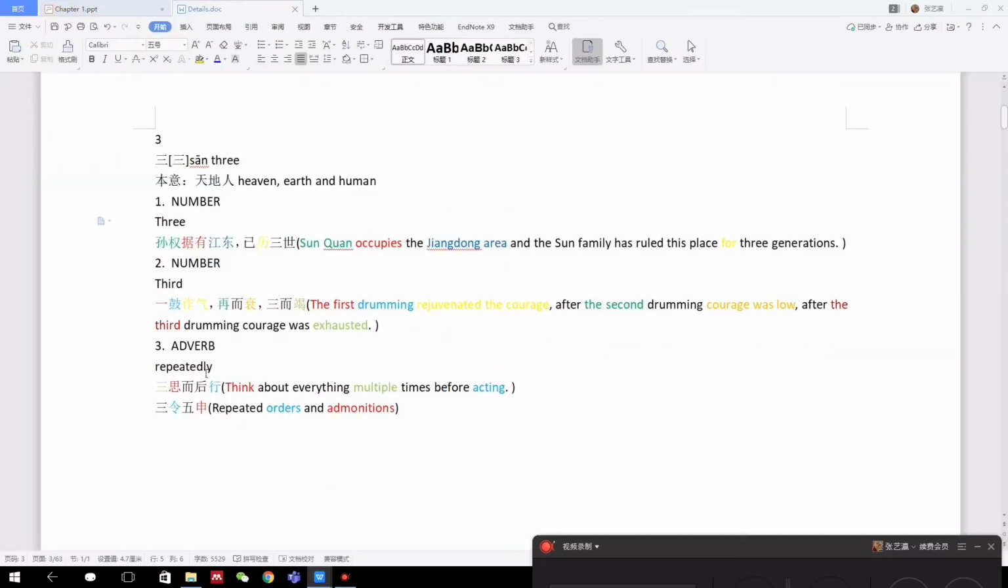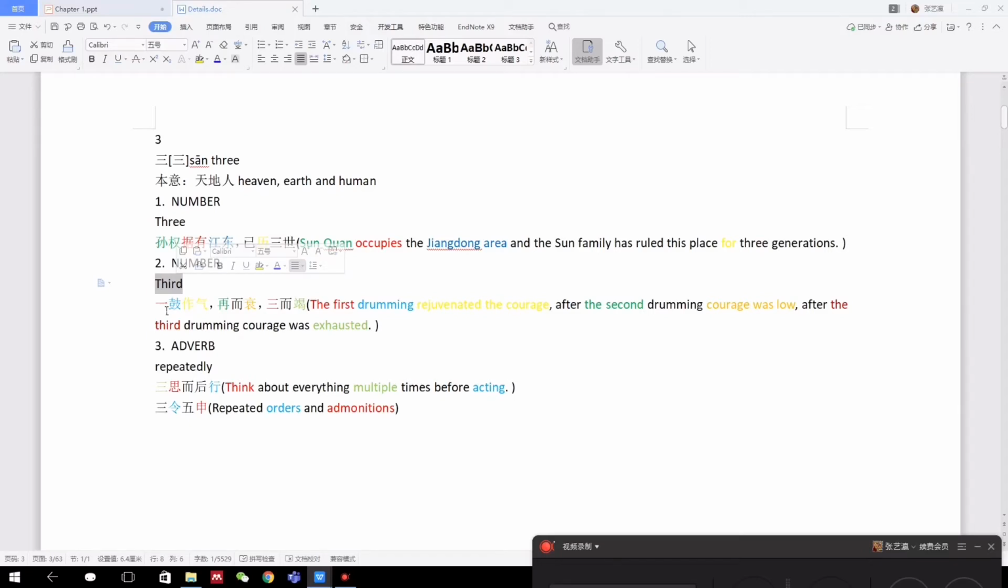And 三 is also used repeatedly. For example, 三思而后行. Think about everything multiple times before acting. 三令五申. Repeated orders. In here, 三 not necessarily means 3. It can mean multiple, repeated.